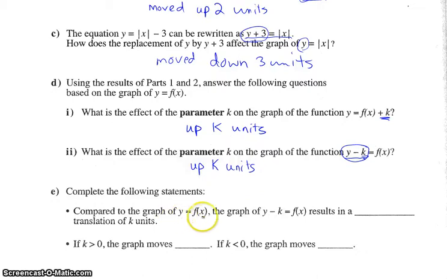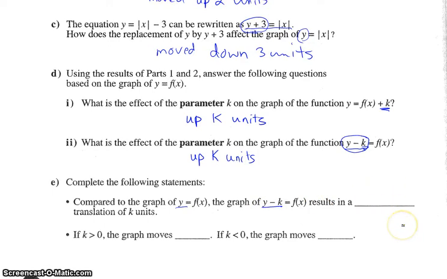Compared to the graph of y equals f of x, the graph of y minus k, so you'll notice y was replaced with y minus k, results in a, now they're looking for the word either vertical or horizontal here. So y is a vertical parameter. And so if we mess with it, we are basically doing something in the vertical direction. So vertical translation of k units.